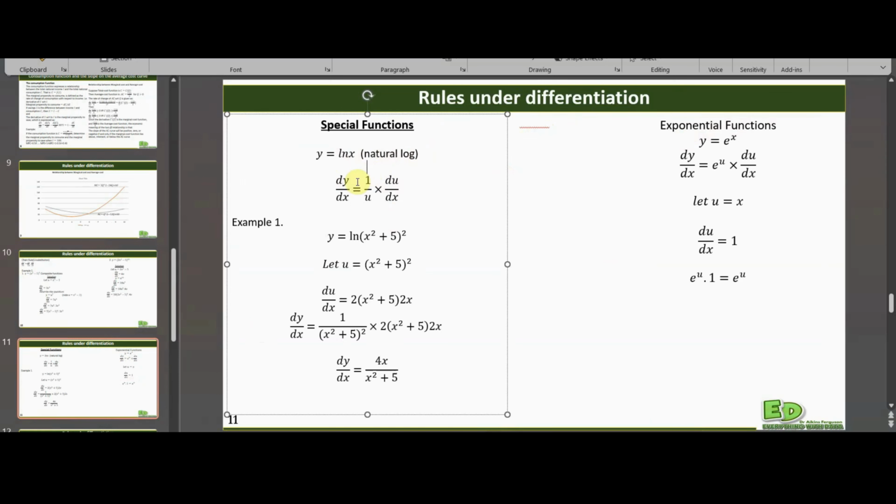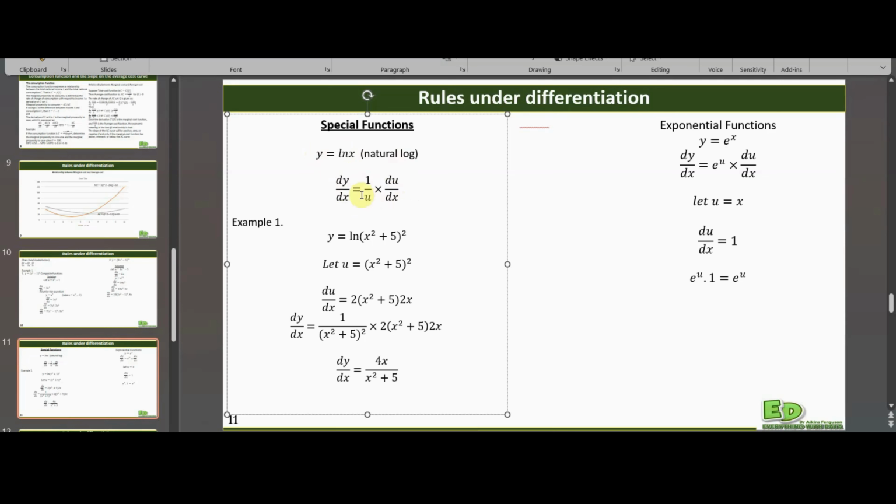Natural logs has to do with your ln, right? So you can have something like y is equal to natural log of x, or ln x. How do you differentiate something like this? To differentiate that, we would say it is 1 over u times du over dx. That is the formula to differentiate any natural log function. So it is 1 over u times du over dx, or I would say 1 over the function times the derivative of that function.